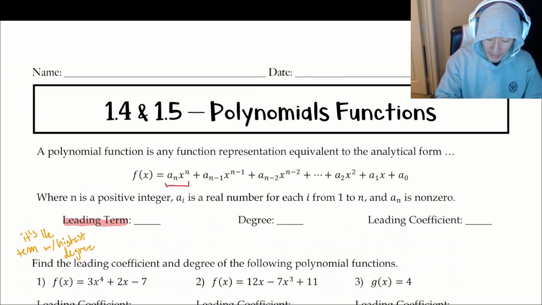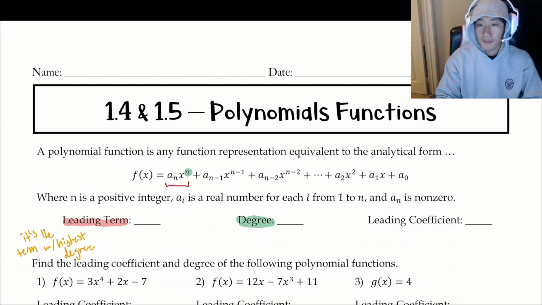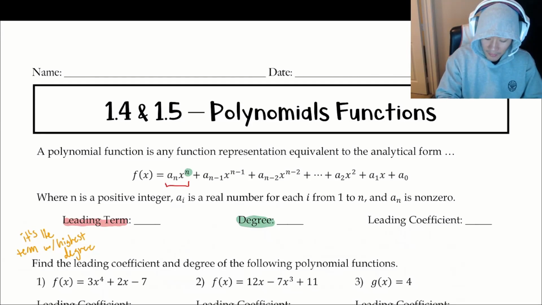Now let's talk about where the degree is. This one should be fairly obvious, hopefully. So let's highlight this one in green. Again, that's just simply the degree that's associated here with the leading term. And then our leading coefficient, we'll highlight in blue. Let's do a bigger one. That's simply the coefficient that we have in front, a sub n.